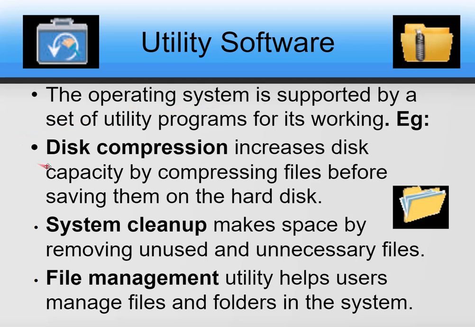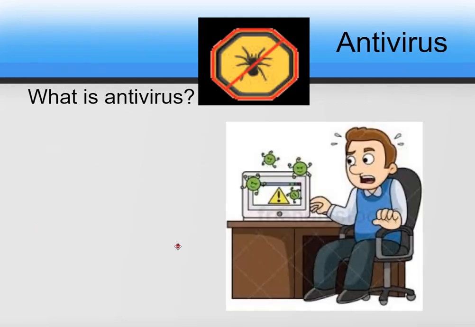Then for example, some of the utility programs are disk compression. Disk compression means to compress something, right, to reduce something. So disk compression is going to reduce the file size by compressing them and help in increasing the disk capacity, okay, before saving them on the hard disk. Then system cleanup, as the name says, it will remove all the unnecessary and unused files from your computer system. And the next utility that is very popular is file management. This utility helps us to manage the files and folders in our computer system.